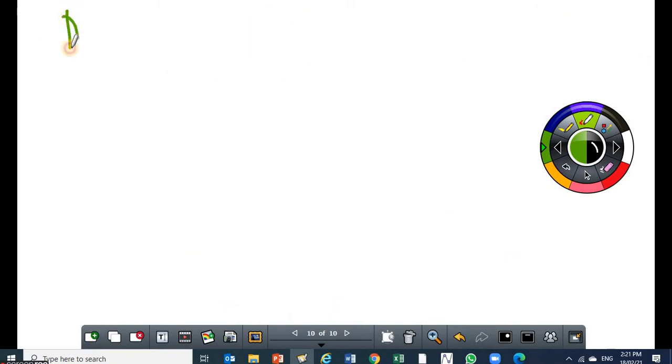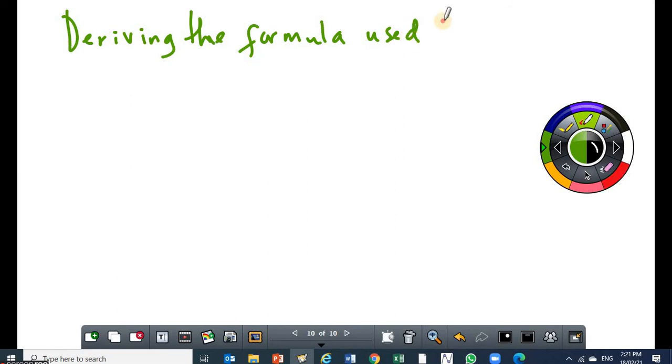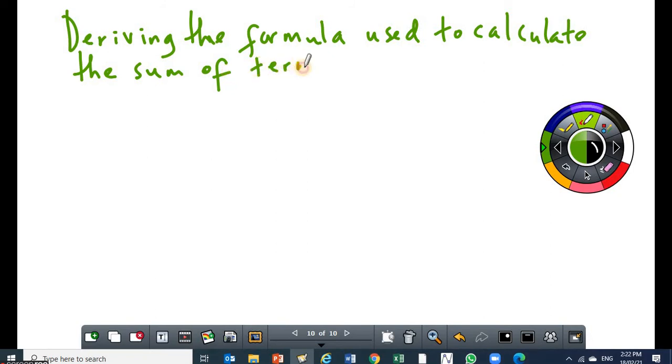So deriving the formula used to calculate the sum of terms in an arithmetic series.